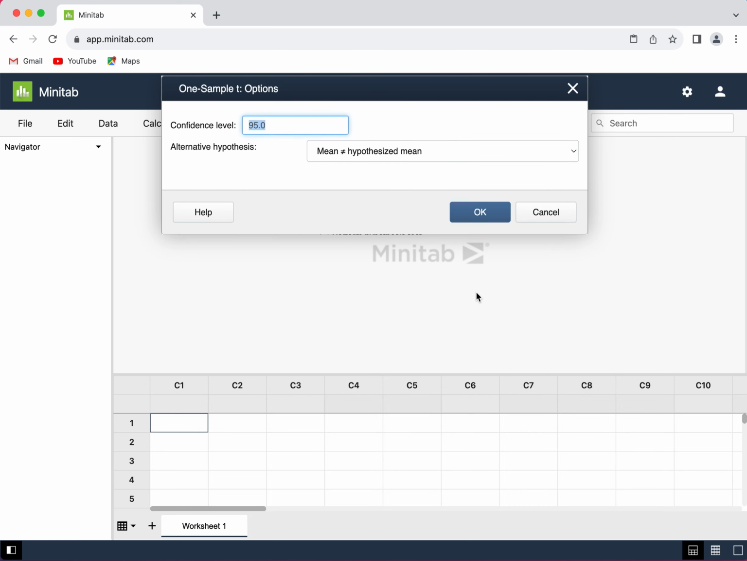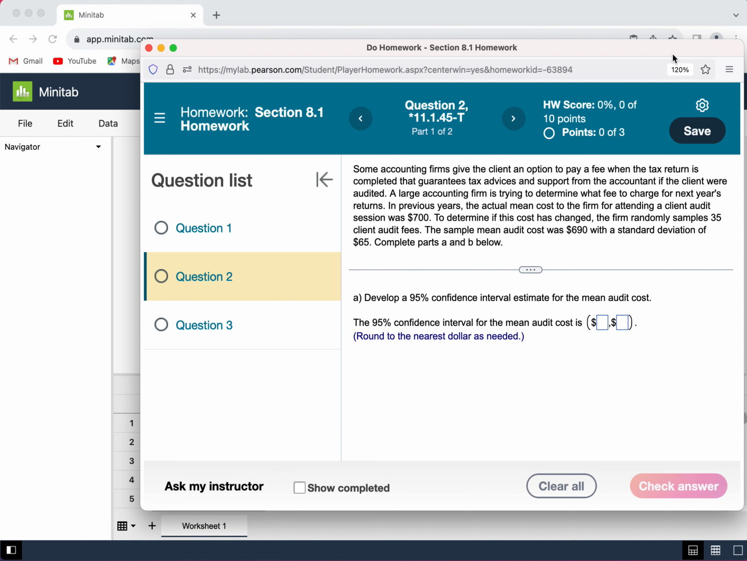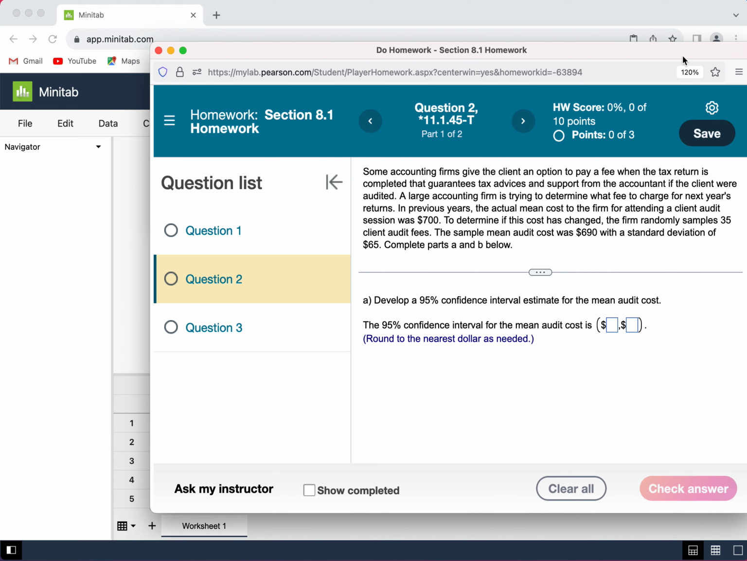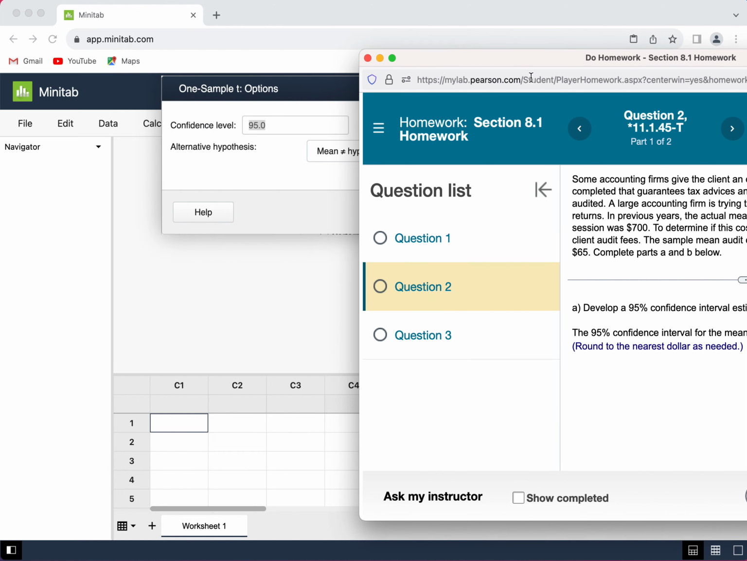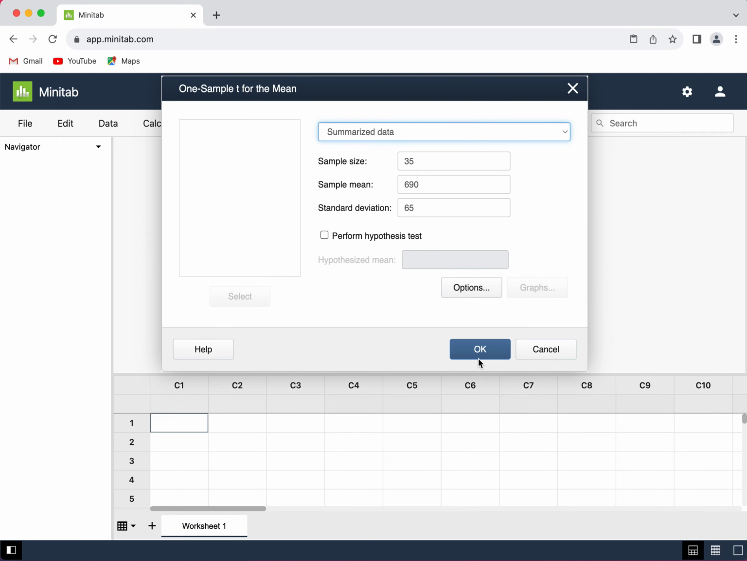Then I'm going to click on Options. Here's where I put in the confidence level, which is given to me in the problem. This problem is asking for a 95% confidence interval, so I will leave that set at 95. That's the default in Minitab. Some problems will ask you for a 90% confidence level or a 99% confidence level, so you might need to change that in that case. Click OK, and click OK again.